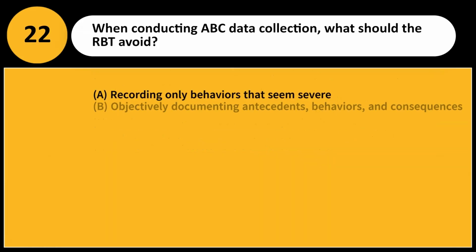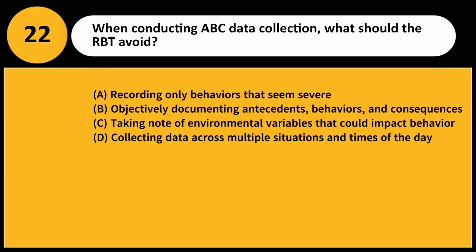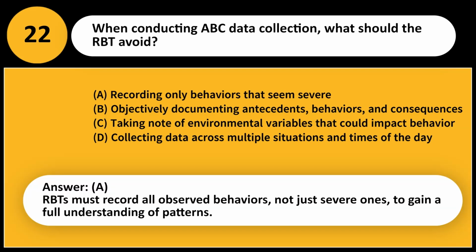When conducting ABC data collection, what should the RBT avoid? A. Recording only behaviors that seem severe. B. Objectively documenting antecedents, behaviors, and consequences. C. Taking note of environmental variables that could impact behavior. D. Collecting data across multiple situations and times of the day. Answer: A. RBTs must record all observed behaviors, not just severe ones, to gain a full understanding of patterns.